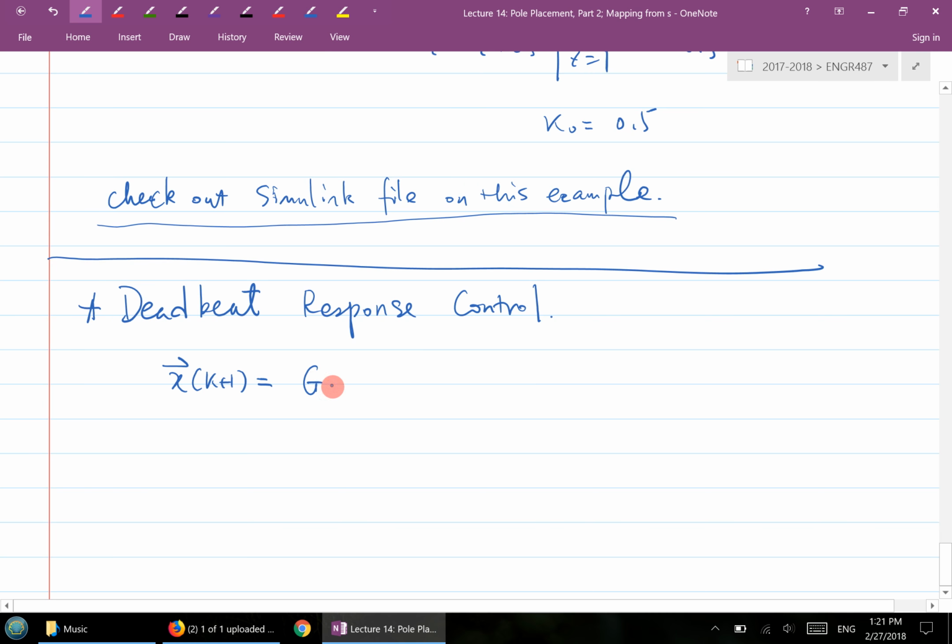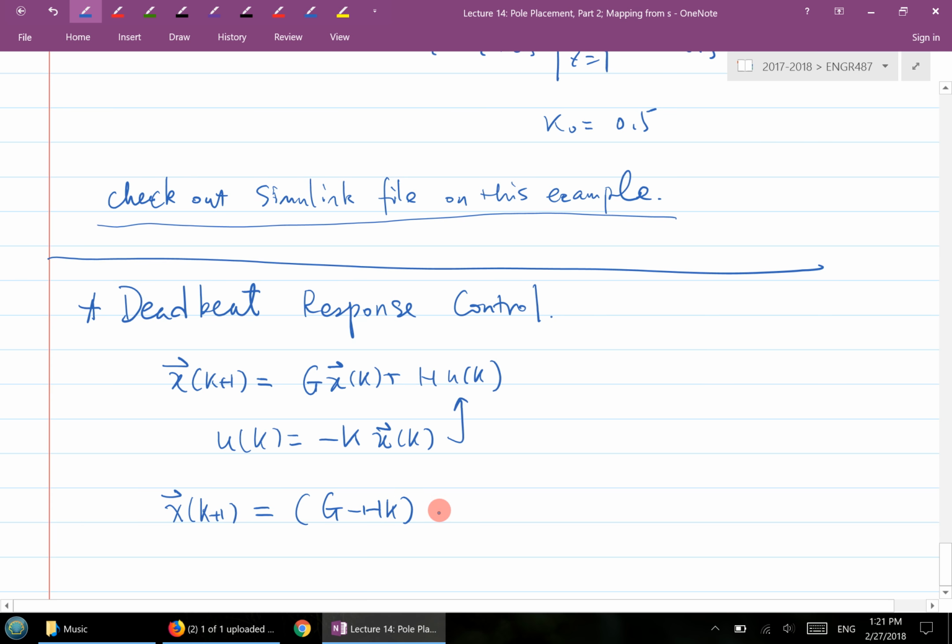So here is the system. And then u equal to negative kx, right? So if I substitute u back over here, we get x of k plus 1 equal to (g minus hk) times x of k, right?